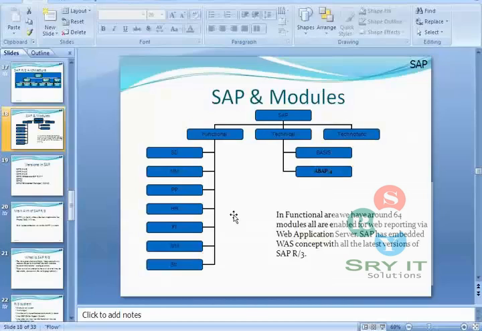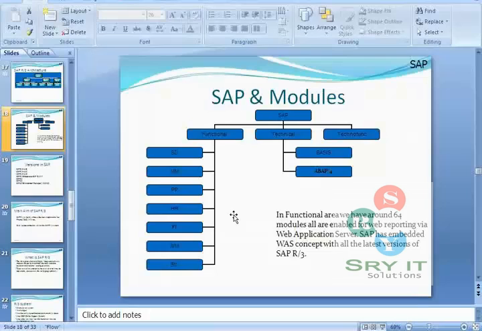SAP has 64 core functional modules. Each and every core functional module is integrated according to the process of the industry, and those modules make the business transactions between application and application. Business transactions or data are transferred from one application to another according to the integration. So they call it a core, tightly integrated across the functional modules. This is the functional area.